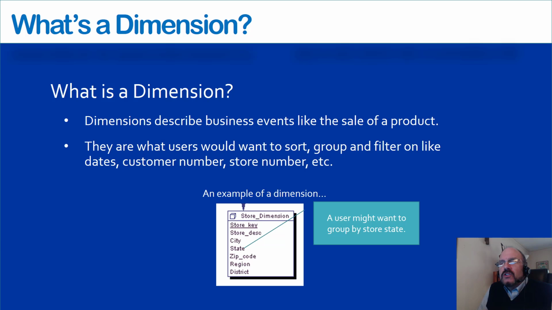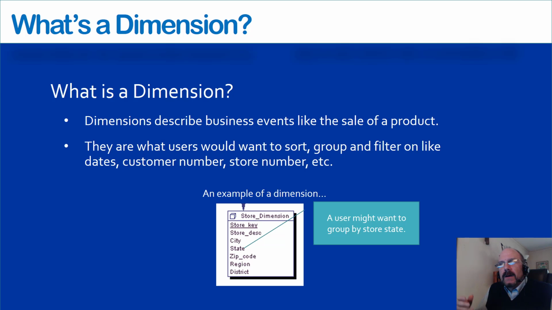A dimension describes business events. We have here like a sale of a product or an order or whatever. They're what people use to sort, group, and filter on. It's descriptive information, and it can be numeric, but typically it's often text-based.